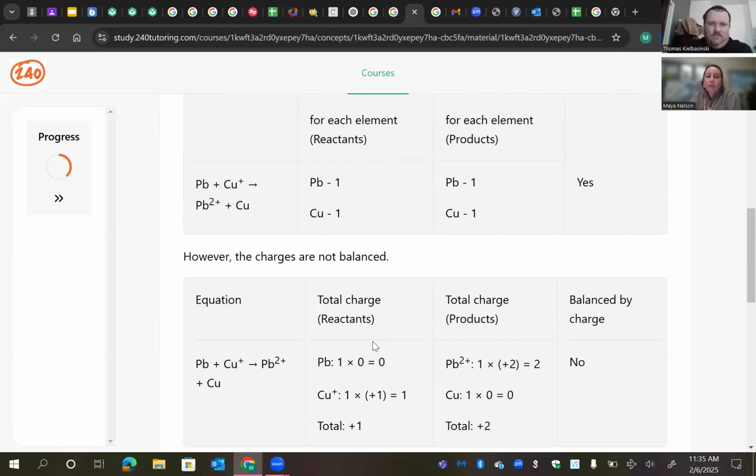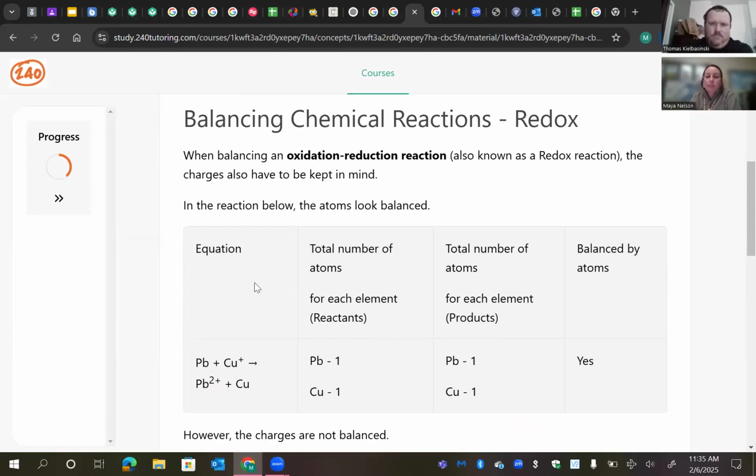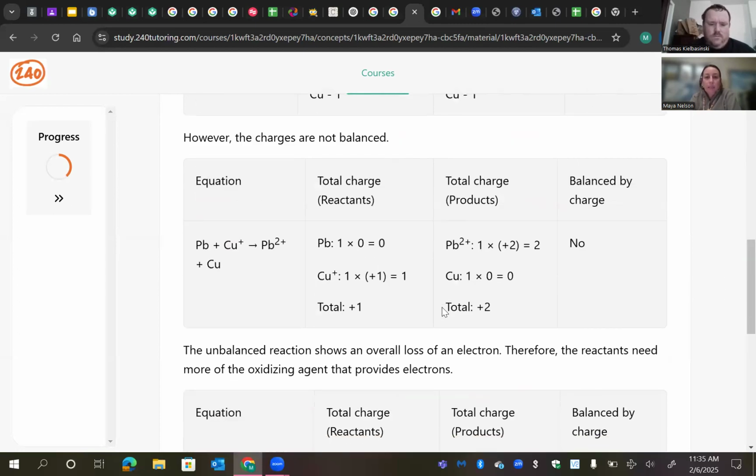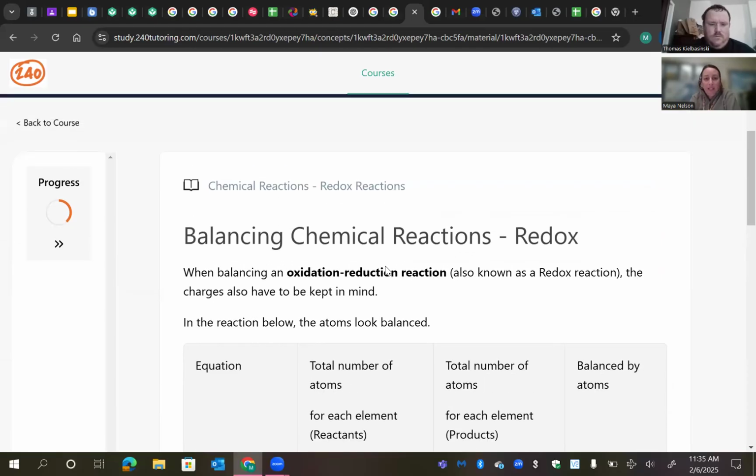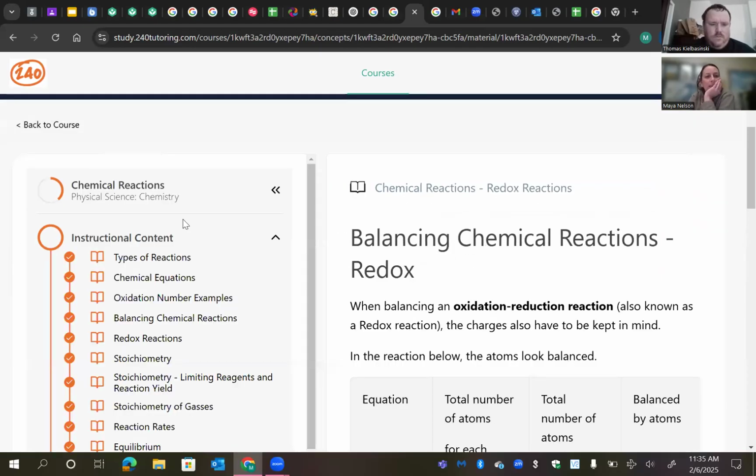Yeah, that's exactly what I'm doing. I'm just really stuck on redox reactions, like oxidation redox reactions, and just understanding what that means. Wait, let me see. Let me go back.